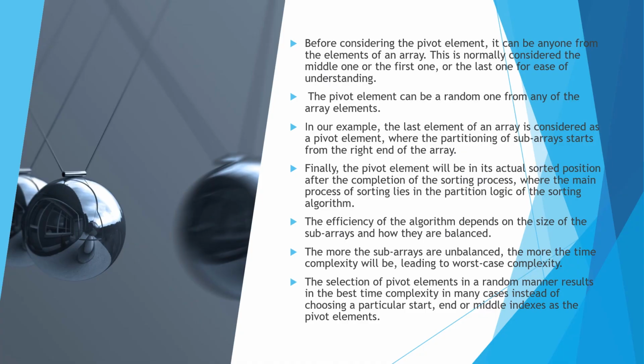The pivot element can be any element of an array. It is normally considered to be the middle one, the first one, or the last one for ease of understanding. The pivot element can also be a random one from anywhere in the array. In our example, the last element of the array is considered as the pivot element.